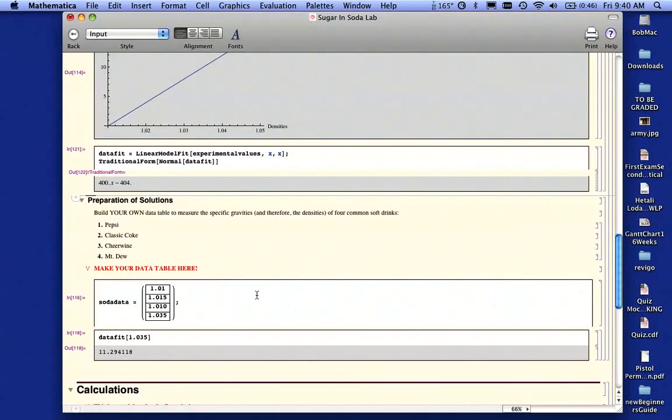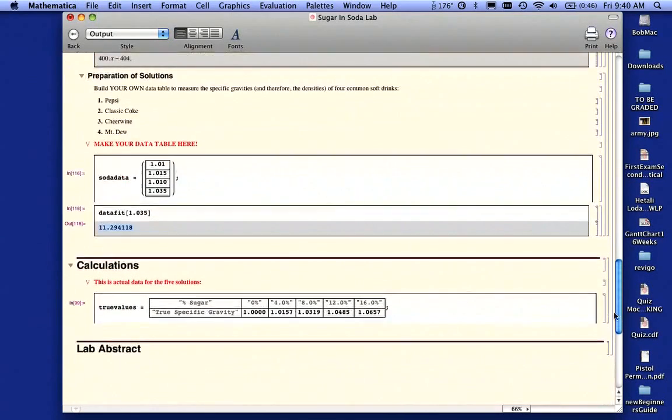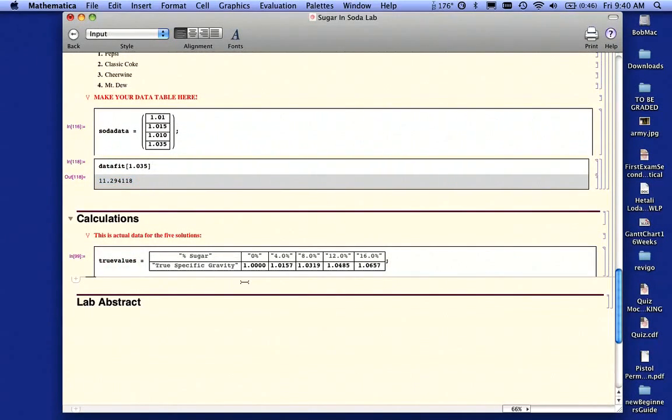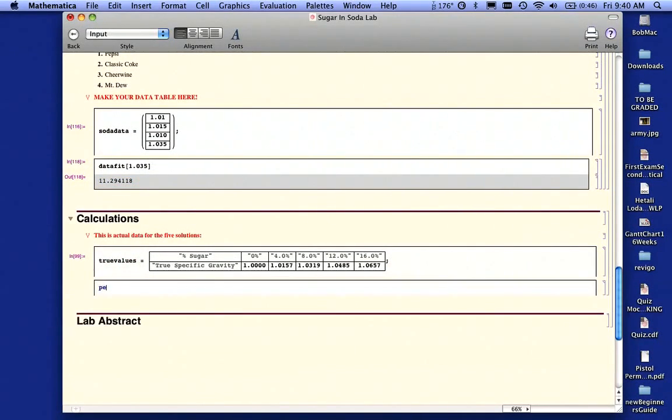Now you're going to use that data fit. You're going to use what you created here and plug in your densities, and that's going to tell you your percent sugar. So that's basically how you're going to do this. Now you're going to calculate percent error. What I like to do is create a function where I have my experimental value, and I put an underscore there. That tells me it's a variable. Then I have my true values here, again with an underscore, and that's a function, so I'm going to do a colon equal sign.